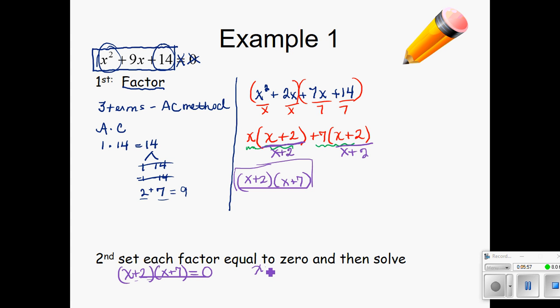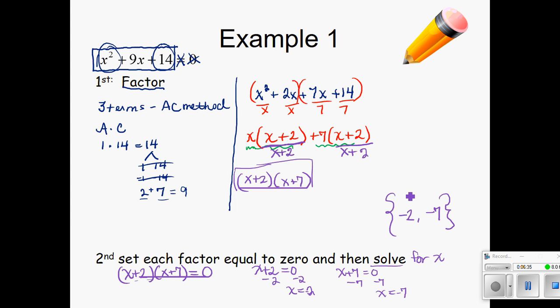So now I'm going to take x + 2 = 0 and solve for x. In this case it's x, but it could be y, it could be z, depending on what your variable is. Subtract 2. x = -2. Then I'm going to take x + 7 and set it equal to 0. Solve for x, subtract 7 on both sides, and x is equal to -7. So the solutions to this problem are -2 and -7.